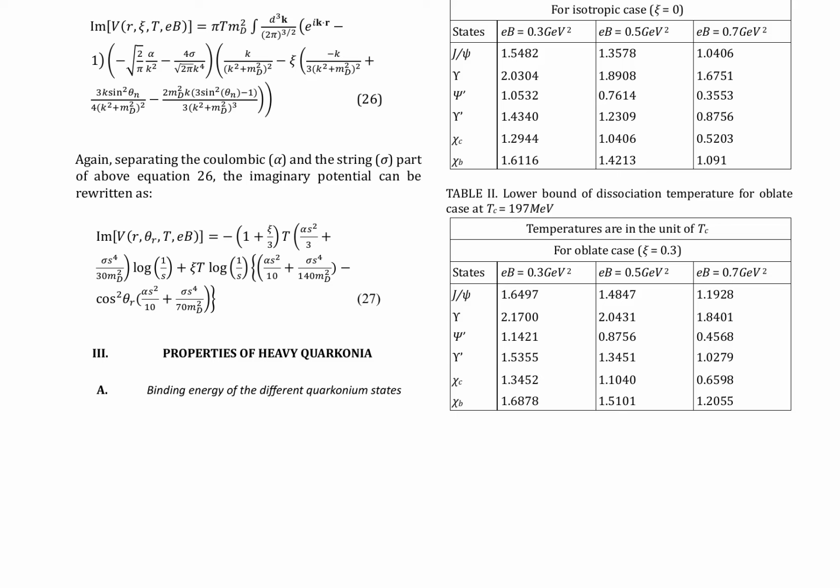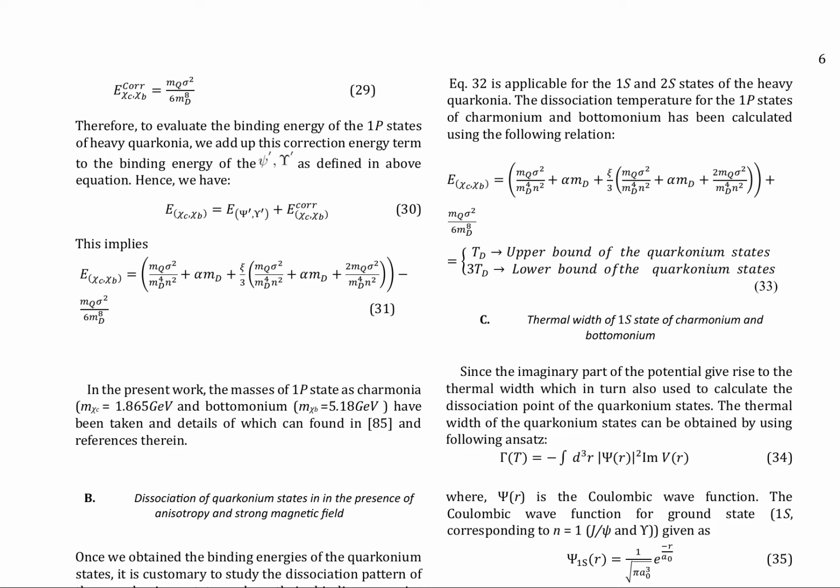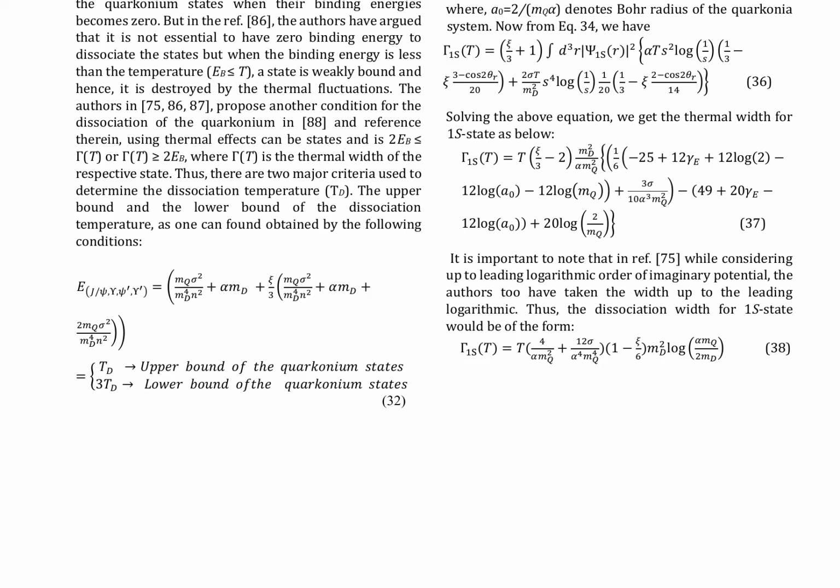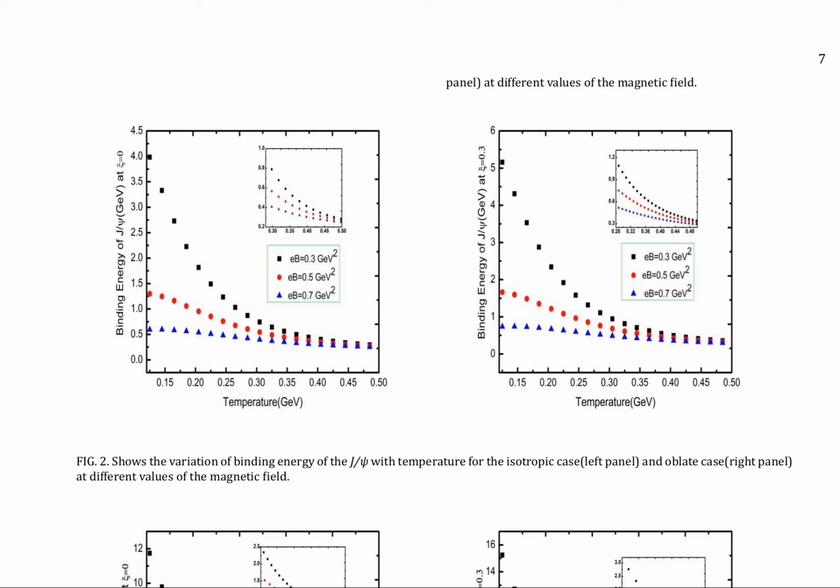The dissociation temperature is determined by the conditions E_B is less than or equal to T and Γ(T) is greater than or equal to 2 E_B, where Γ(T) is the thermal width. The thermal width of the 1s state is also calculated using the Coulombic wave function. The study highlights the importance of considering anisotropy in magnetic fields in understanding the behavior of heavy quarkonia under extreme conditions. The paper explores the variation of binding energy for different quarkonia states under varying magnetic fields and temperatures.